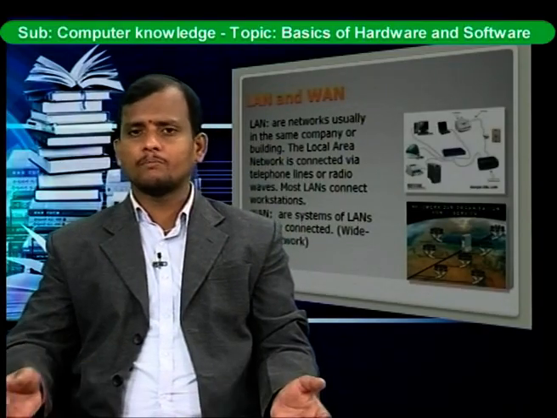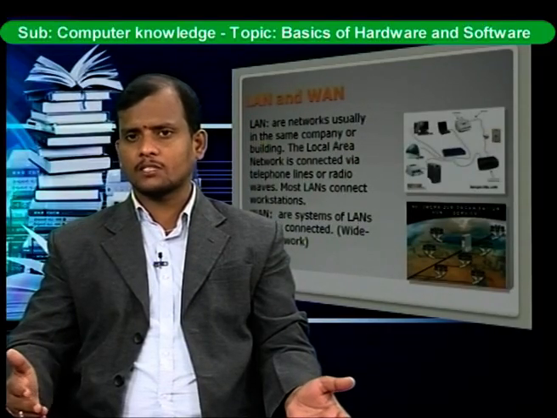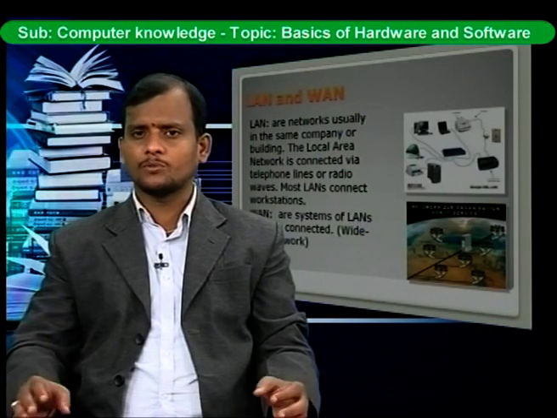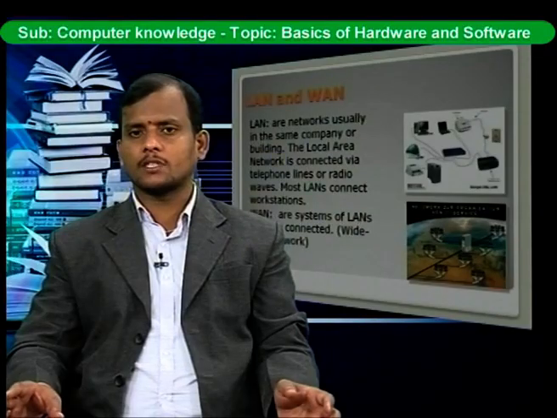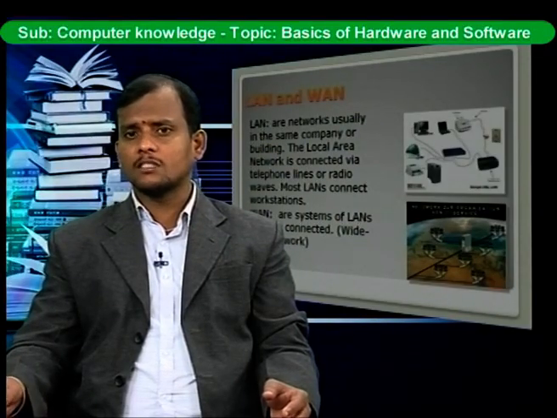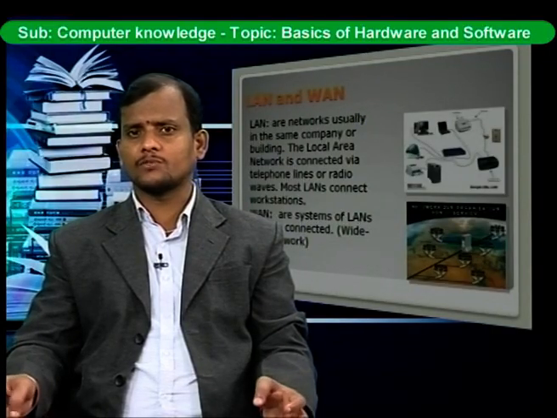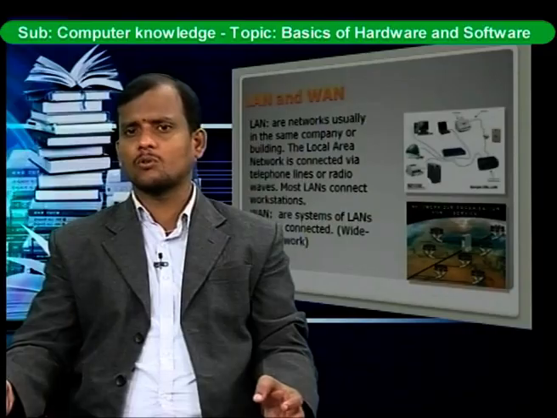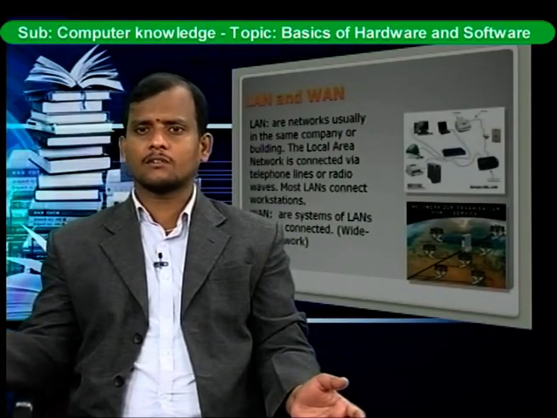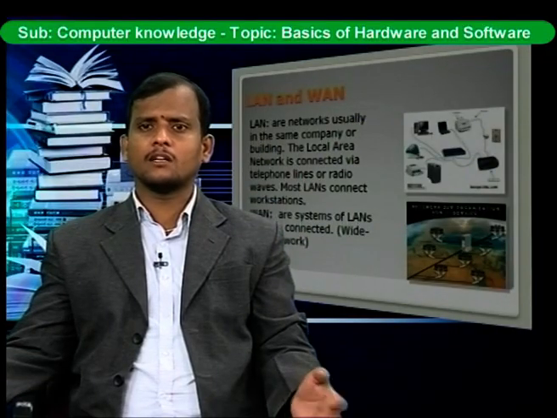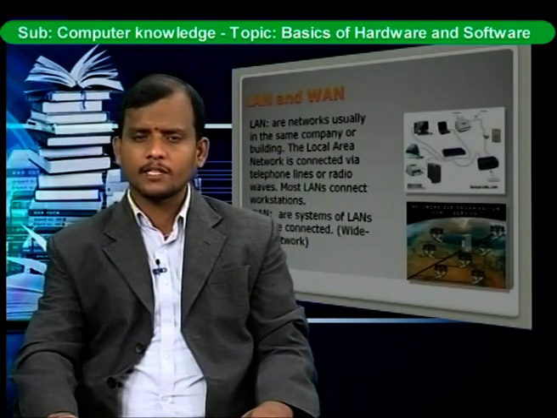The scope would be more. In the LAN case, we have only limited scope, where you can connect within the building. When you go for WANs, if there are 4 LANs and you connect those 4 LANs, it's called a WAN. So the scope is huge now, from one area to another area. You can connect devices in one area to another area. That is called a WAN.